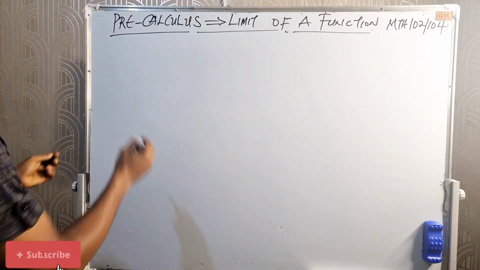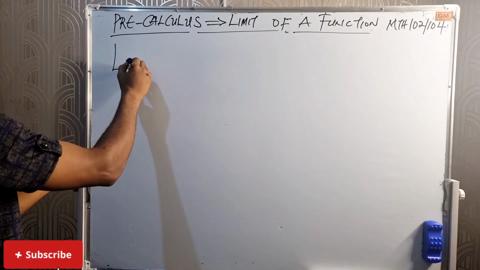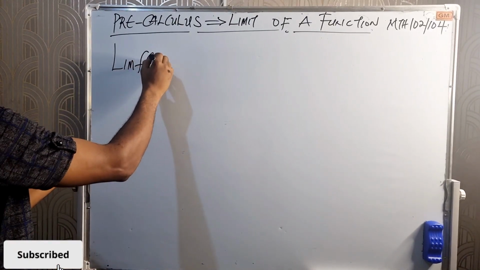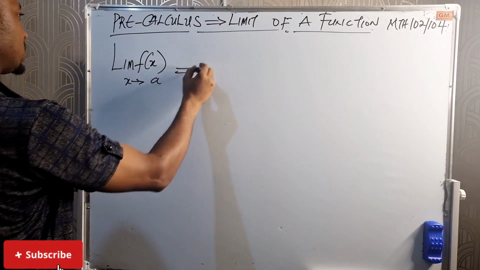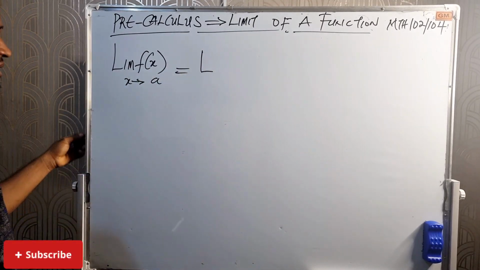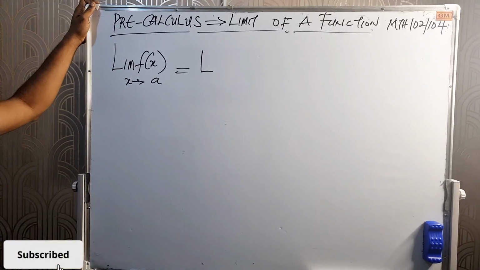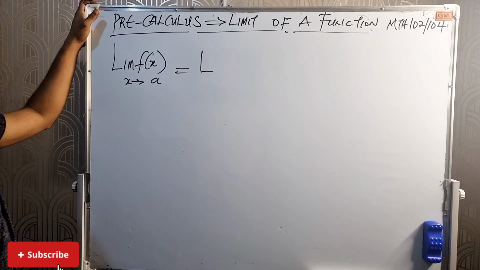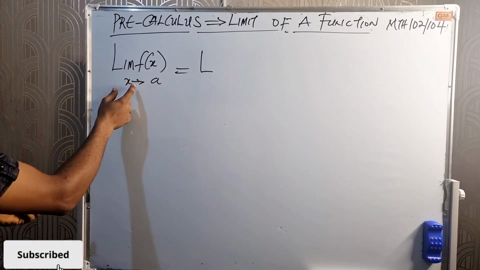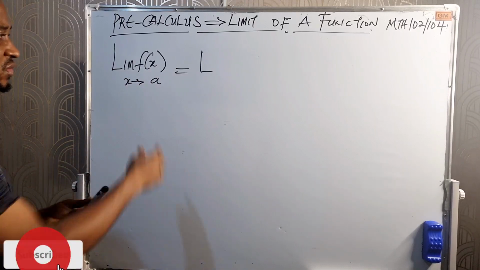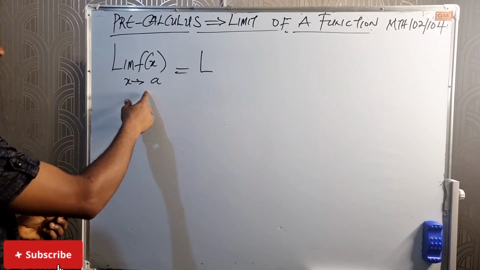And it is written as lim f of x as x approaches a equals L. It's written as lim f of x as x approaches a equals what? L. It means the behavior of f of x as this x is getting close to what? To a. Not really at a.